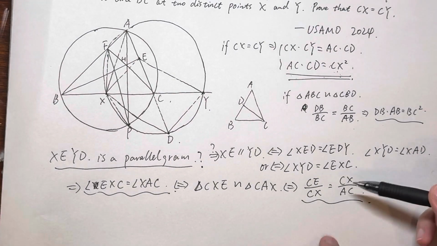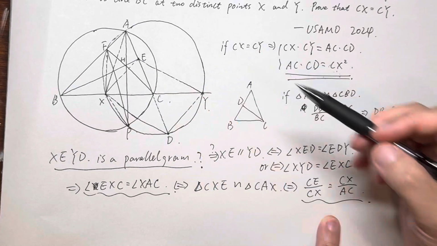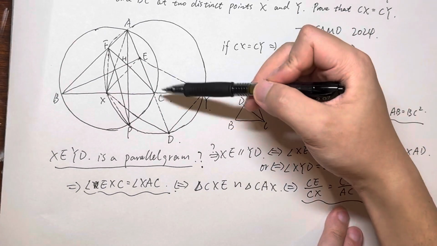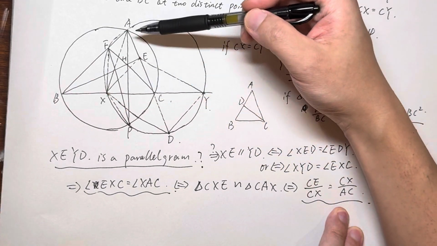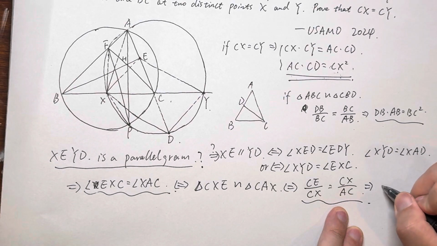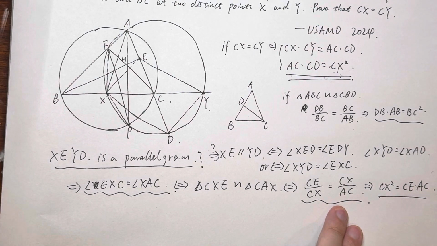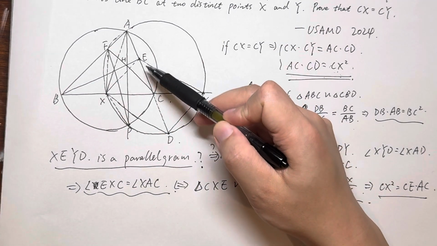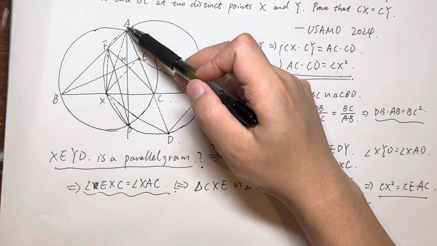It's just because when we have a gas, we need to restart from this gas, right? Okay, now we want to prove that CE to CX equals CX to AC, right? Which means we want to prove that CX squared equals CE times AC. We want to prove this one, right? We want to prove CX squared equals CE times AC, which is CA.